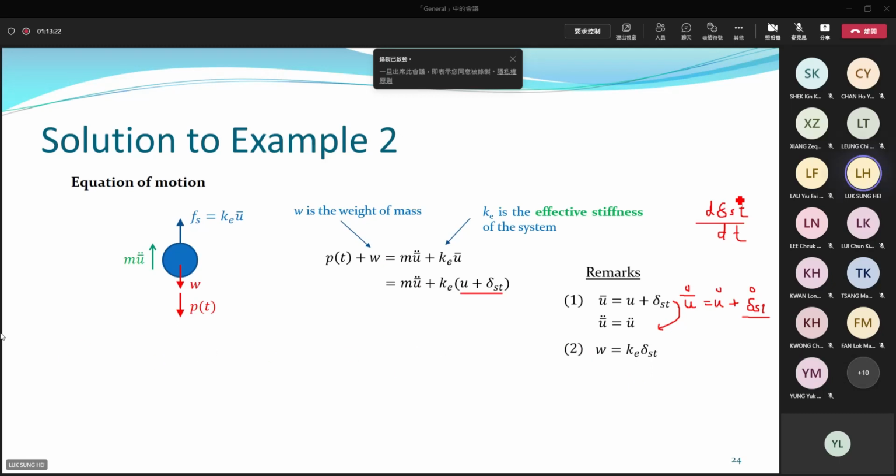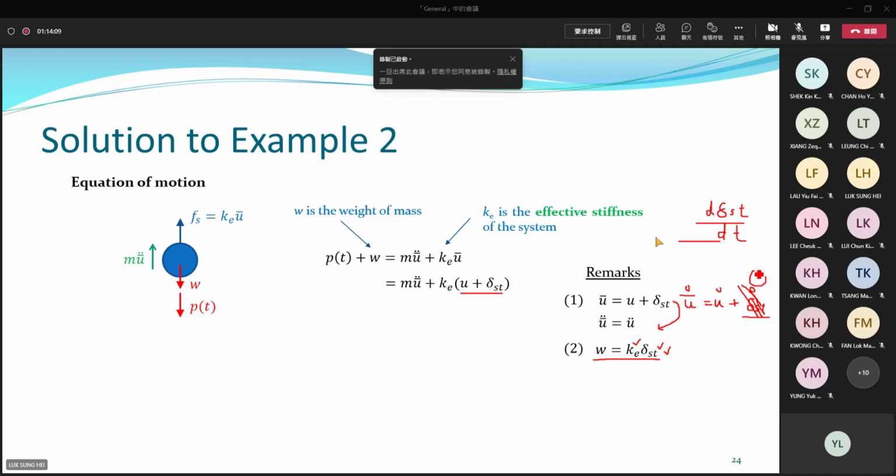Then you need to ask yourself, what is delta ST? Delta ST is static displacement. How to calculate delta ST? From statics, set weight equal to the system stiffness times the static displacement. From this equation, you can see that delta ST depends on the set weight, mg, and depends on the stiffness of the system, ke. So if we differentiate this equation with respect to time, what will happen? Set weight is independent of time. Stiffness is also independent of time, right? So if we differentiate this equation with respect to time, it will give you 0.